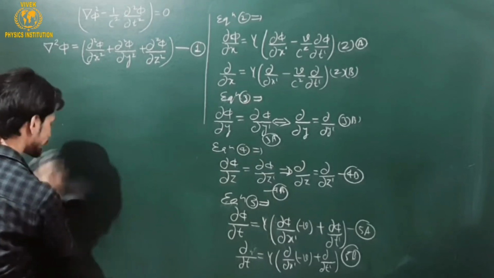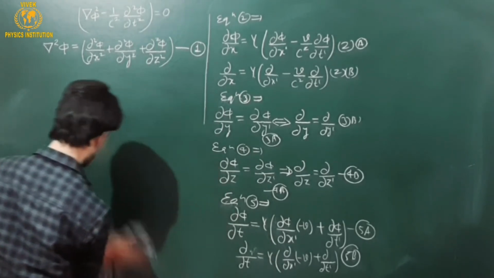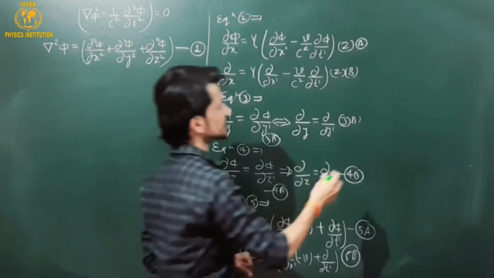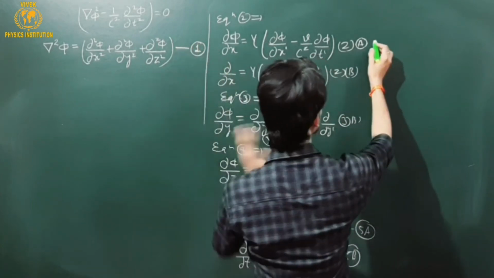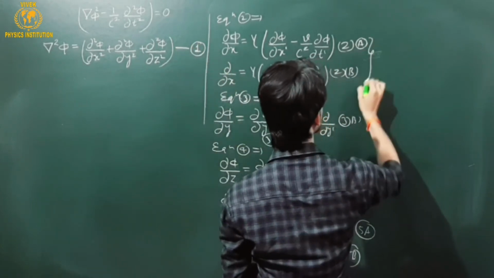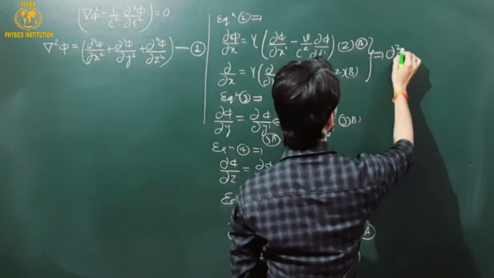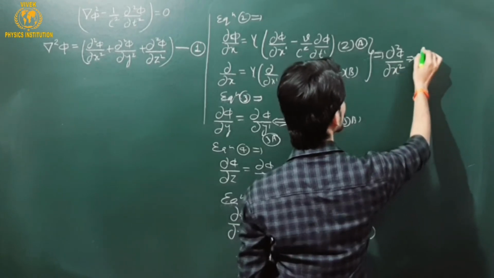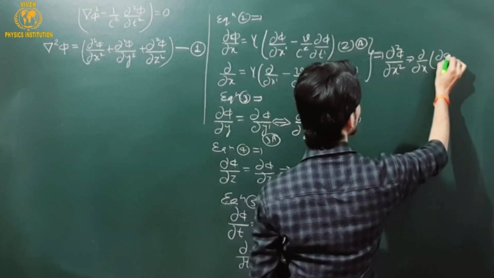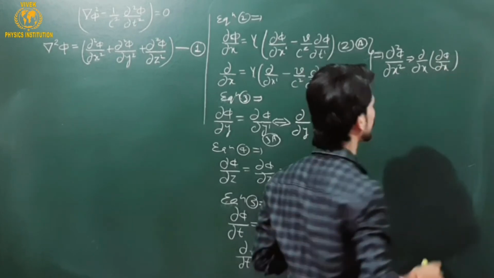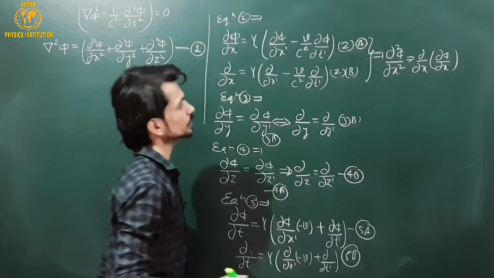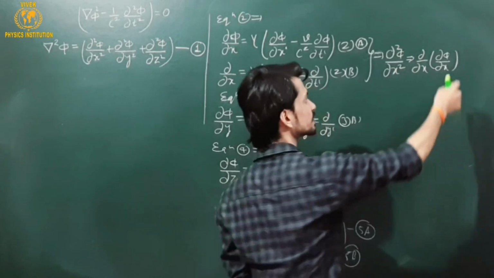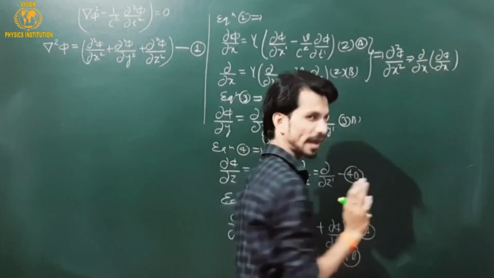Now, in order to find the second derivative of φ with respect to x, y, z and t, I will use a simple consideration. From these two considerations, ∂²φ/∂x² will be nothing but ∂/∂x of ∂φ/∂x. You have a very good idea about this. So in order to find ∂²φ/∂x², I will have to differentiate ∂φ/∂x again with respect to x.